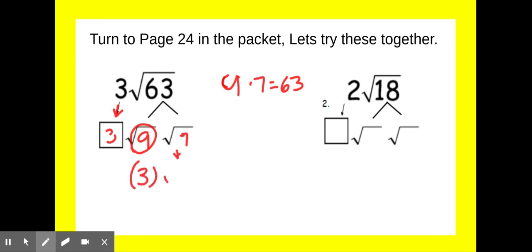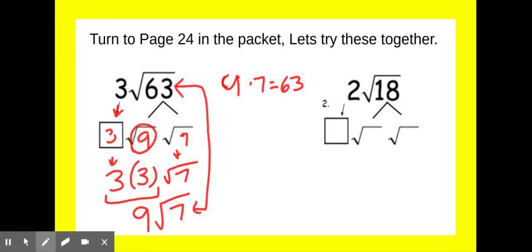Now we bring the radical 7 down, and we bring that 3 down. And our last step is to remember to multiply those. 3 times 3 is 9, radical 7. And that's how you simplify it. Again, you could check it in your calculator by plugging those in to see if they come out to the same decimal. Now on to number 2.